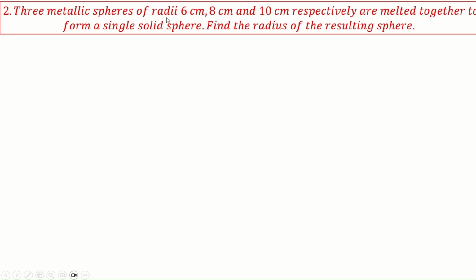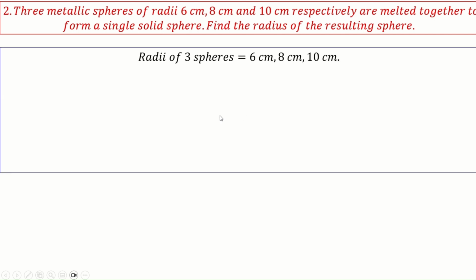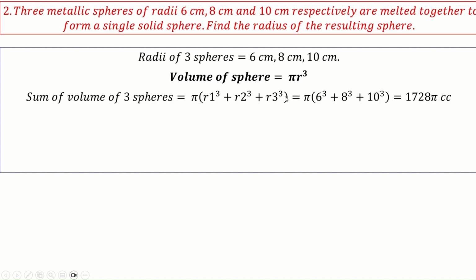Three metallic spheres of radii 6 centimeters, 8 centimeters, and 10 centimeters respectively are melted together to form a single solid sphere. Find the radius of the resulting sphere. Yeah, this is good. Radii of three spheres is this one. So volume of sphere is, okay, volume of the sphere is actually 4 by 3 pi r cube.